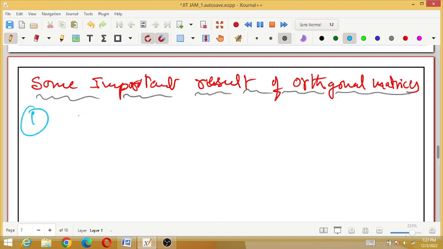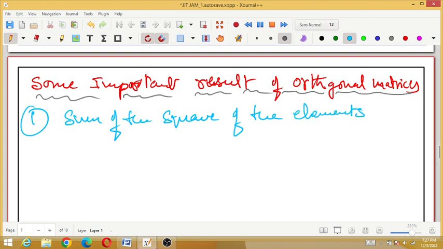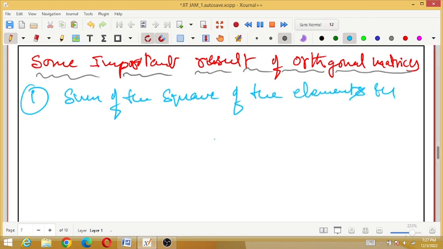See here, first one, sum of the square of the elements in each row equals to 1. See here, each row ಅಲ್ಲಿ ಇರೋ ಎಲ್ಲ ಎಲಿಮೆಂಟ್ಸ್, ಒಂದೊಂದು ಎಲಿಮೆಂಟ್ಸ್ ಅನ್ನು ಸ್ಕ್ವೇರ್ ಮಾಡಿ ಸಮ್ ಮಾಡಿದ್ರೆ ರಿಸಲ್ಟೆಂಟ್ ಬರೋದು 1 ಆಗಿದೆ ಅಂದರೆ, ದೆನ್ ದಟ್ ಈಸ್ ಸೆಡ್ ಟು ಬಿ ಆರ್ಥೋಗೋನಲ್ ಮ್ಯಾಟ್ರಿಕ್ಸ್ ಅಂತ ಹೇಳ್ಬೋದು.